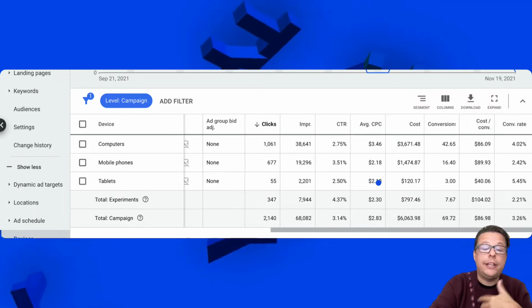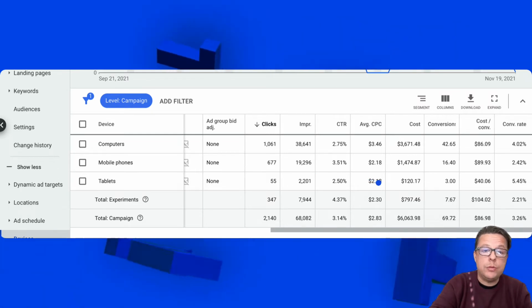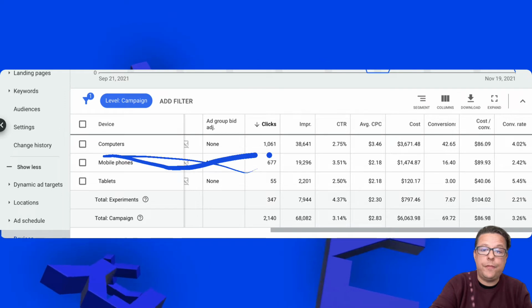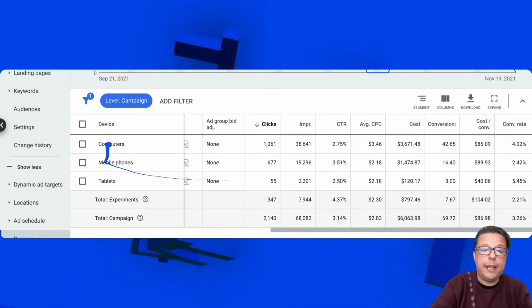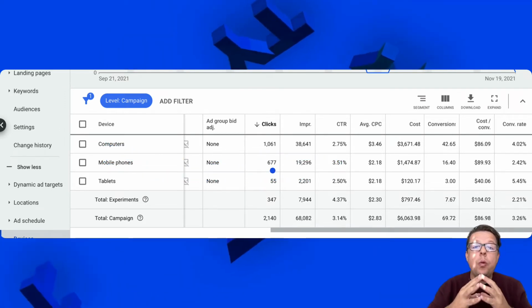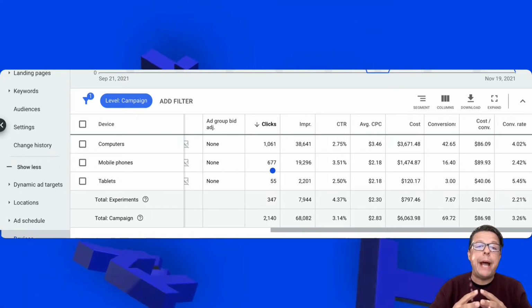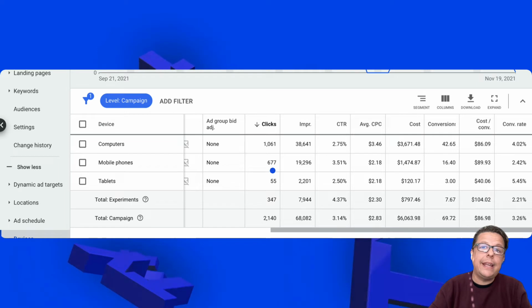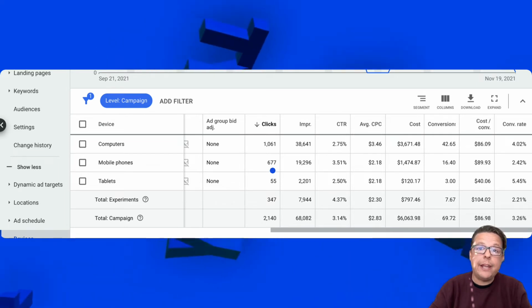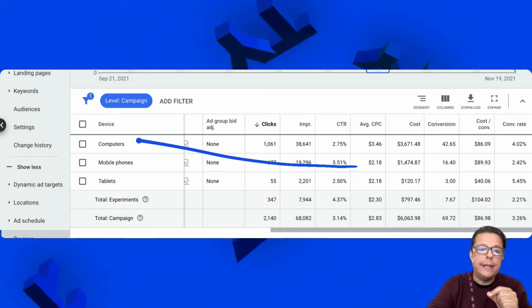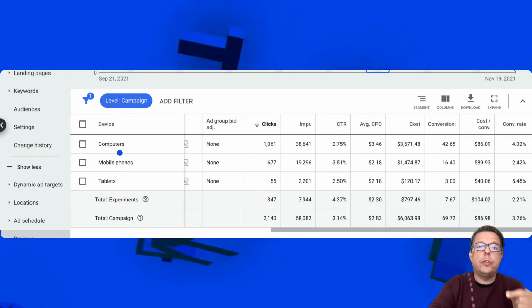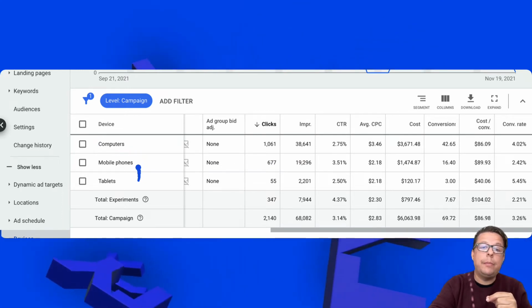This is quite the opposite of what most campaigns look like. It's usually mobile phones leading, but the CTR is pretty high. And computers, every one of these devices has a different impact on your quality score, because they interact with your ad and your landing page in a different way. Somebody on a computer is going to interact with your LP in a much different way than somebody on a tablet or a mobile phone.